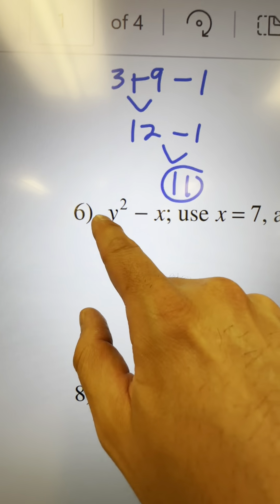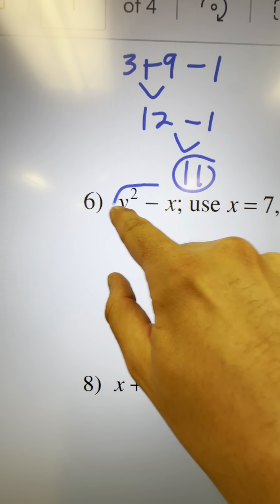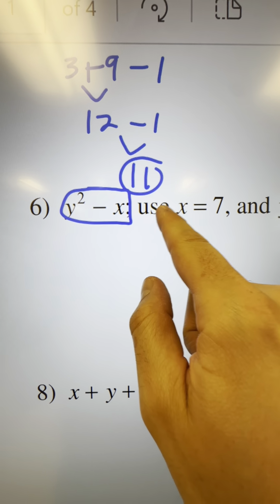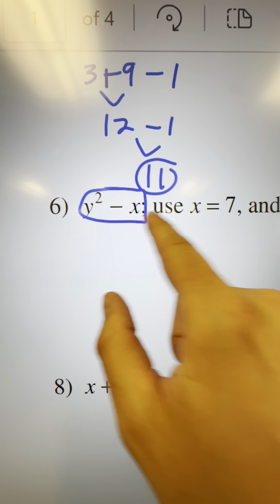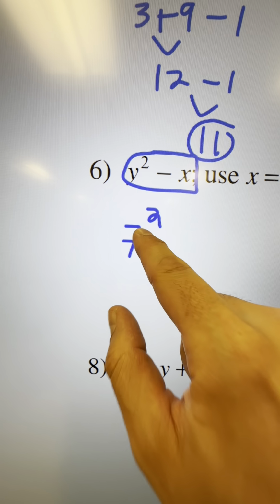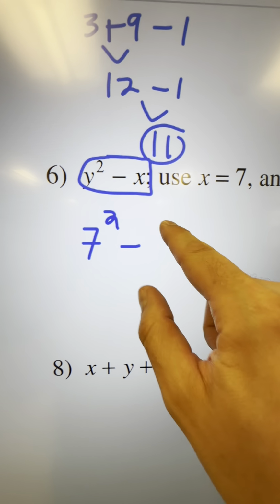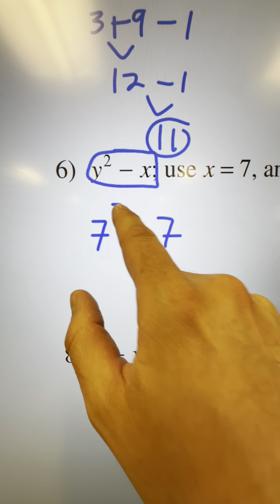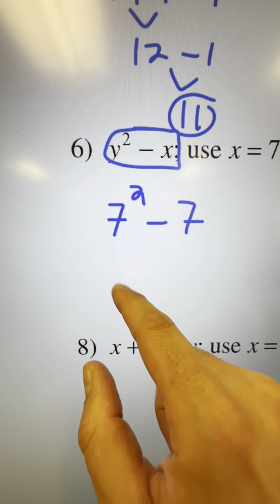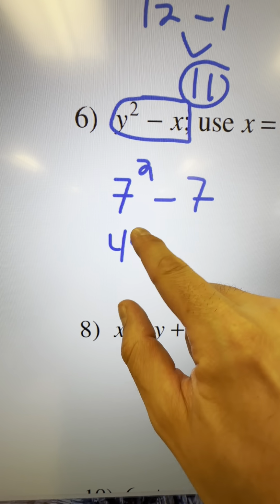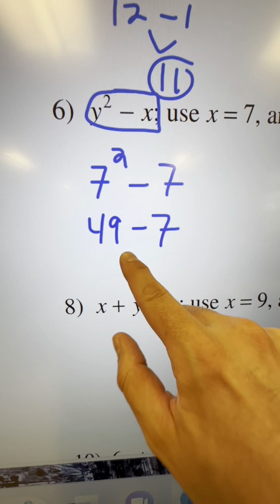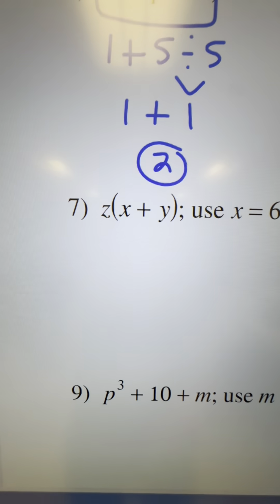Next example, y squared minus x. So again, this is the problem here. Remember, the semicolon is just separating it. So now use x equals 7 and y equals 7. So I'm going to replace y with 7. So y is 7 minus x, which is also 7. We have exponent and subtract. Exponent is before subtraction, so 7 squared means 7 times 7, which is 49. And then 49 minus 7, we get 42.